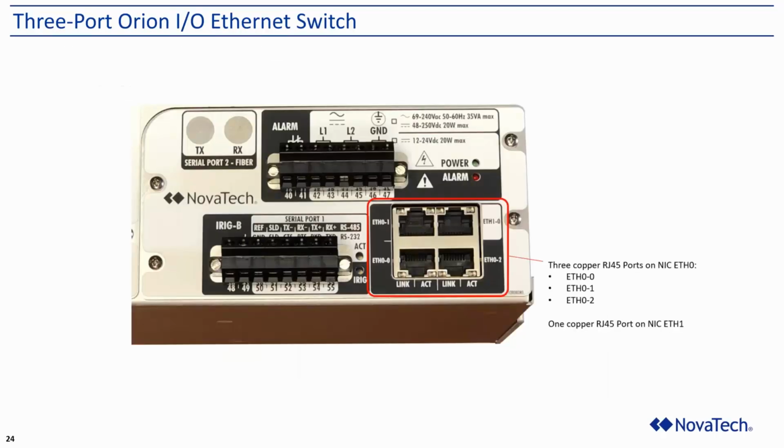Another option for the Orion I/Os is an Ethernet switch option. Essentially, it gives you 3 ports that function like an unmanaged switch. Here you can see the labels ETH0-1, ETH0-0, and ETH0-2. So these 3 Ethernet ports are essentially 1 switch. And then you have ETH1-0, which is by default on a separate NIC, so it could be set up on a different network for a particular application.